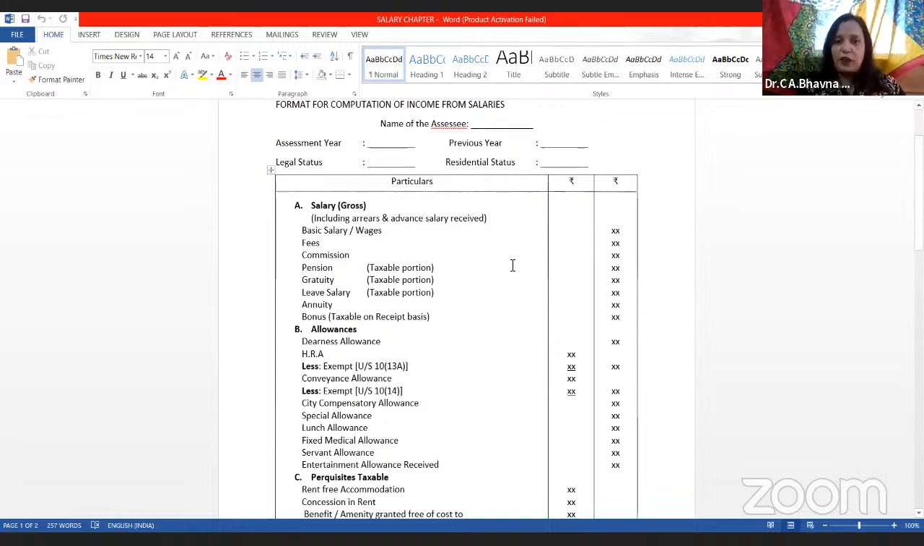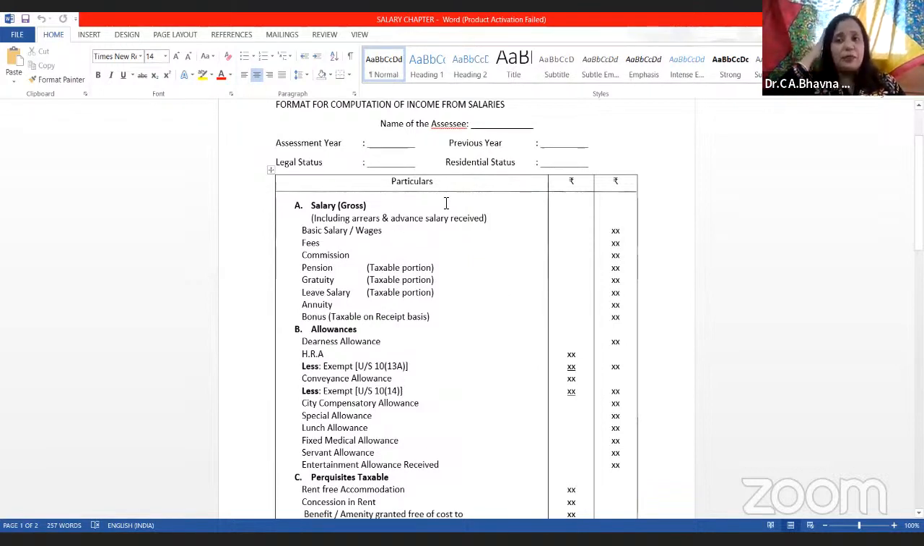Arrears is also the part of your salary. Advance में आपको अगर कुछ मिल रहा है on the receipt basis, that is also the part of your salary. It starts with basic salary and wages. In the income tax point of view, there is no difference between the salary and the wages. Both are same, taxable under the same heading. Then we have fees, commission, any commission, whatever you receive.